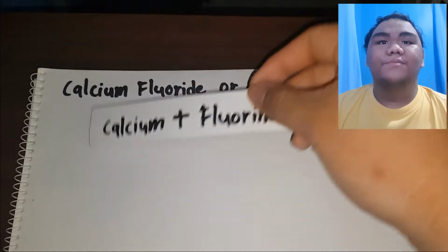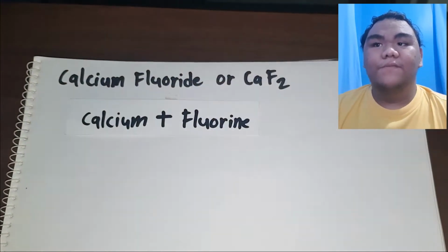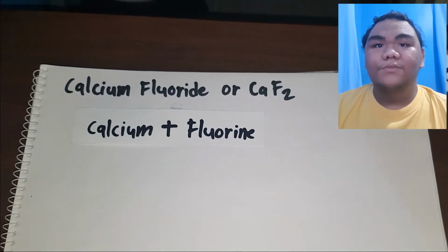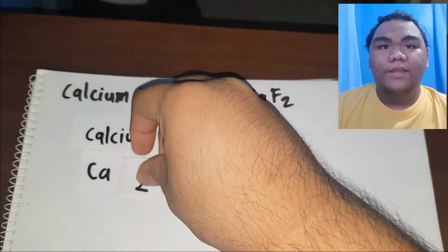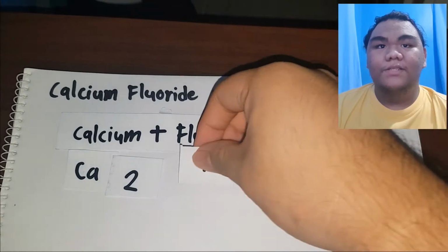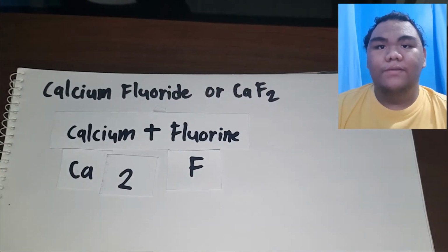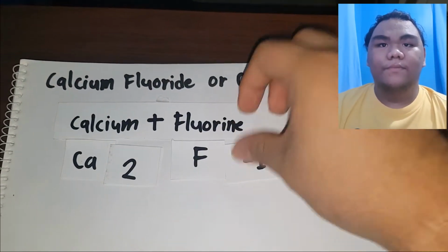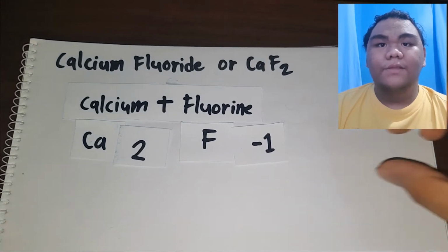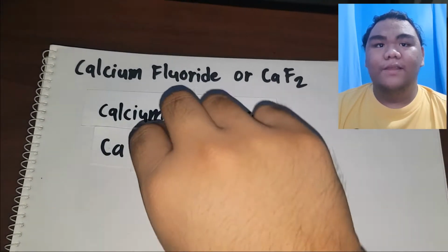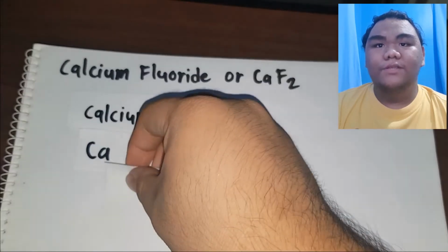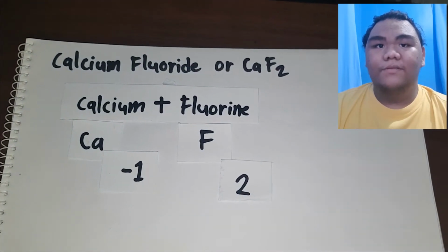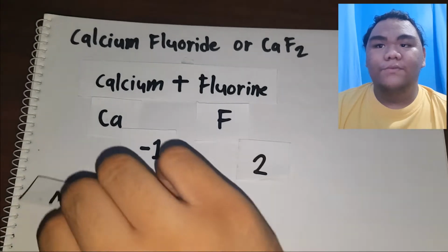The compound calcium fluoride is made up of two elements, calcium and fluorine. Calcium has the symbol Ca with a charge of +2, while fluorine has the symbol F with a charge of -1. The best way to find the balance between the charges of the elements is to swap their charges and use them as the number of elements in the compound, so we have 1 calcium and 2 fluorine.